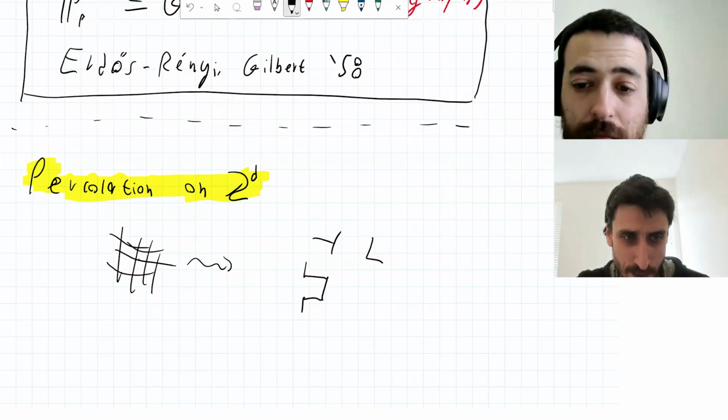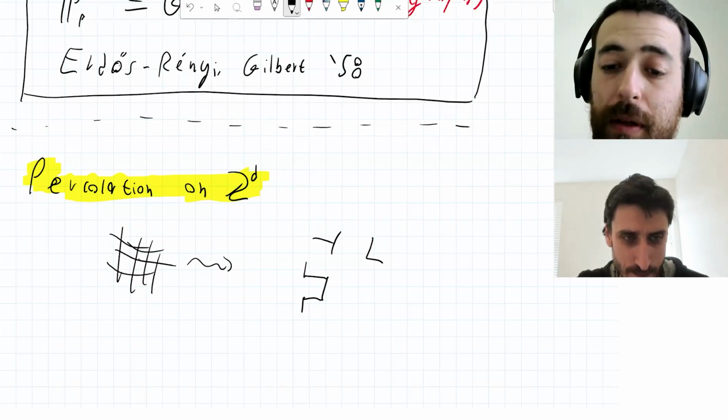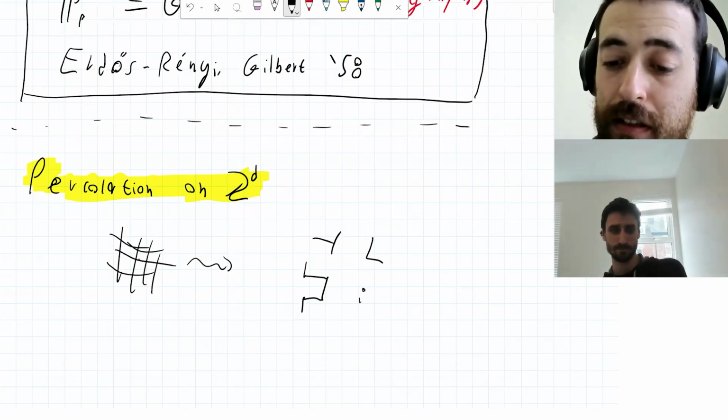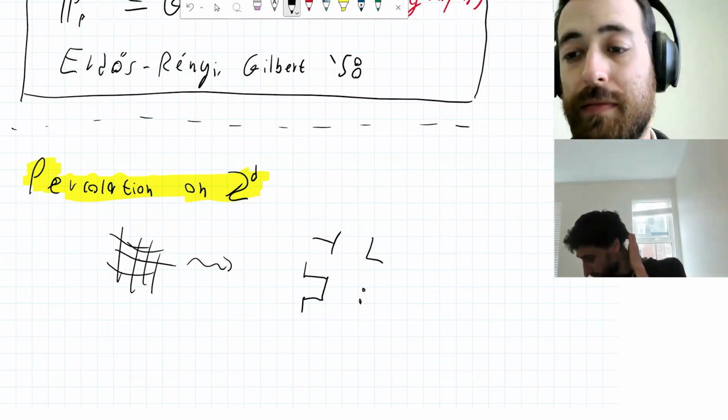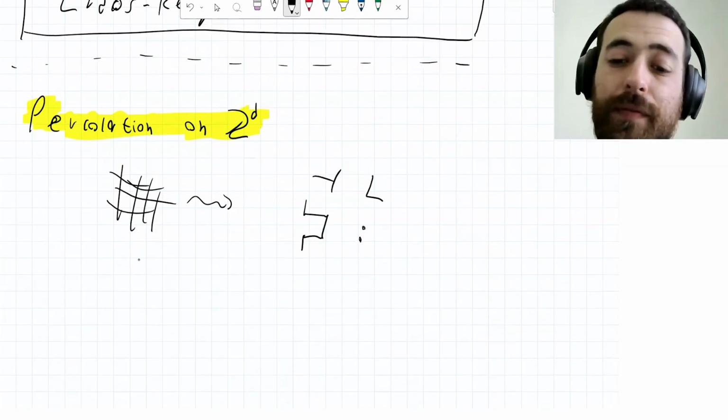You percolate here on edges, not on vertices, right? Yes, the percolation is still on edges. So I have here nodes, for example, that are just isolated. Exactly. Thank you.